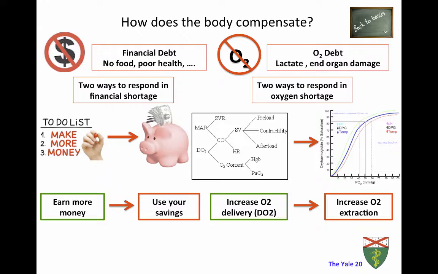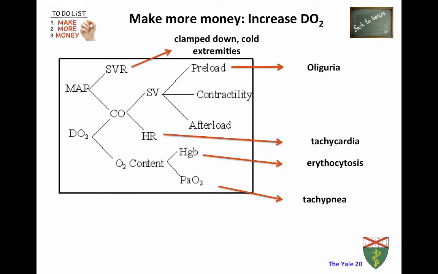So let's look a little more closely at how the body increases the delivery of oxygen. The body can increase oxygen delivery by increasing heart rate and the other parameters described in our DO2 equations. In cardiogenic and hypovolemic shock, patients will clamp down their blood vessels to increase the SVR and therefore the MAP, which clinically results in cold extremities. If someone is volume down, they will have clinical features such as oliguria and dry mucous membranes.